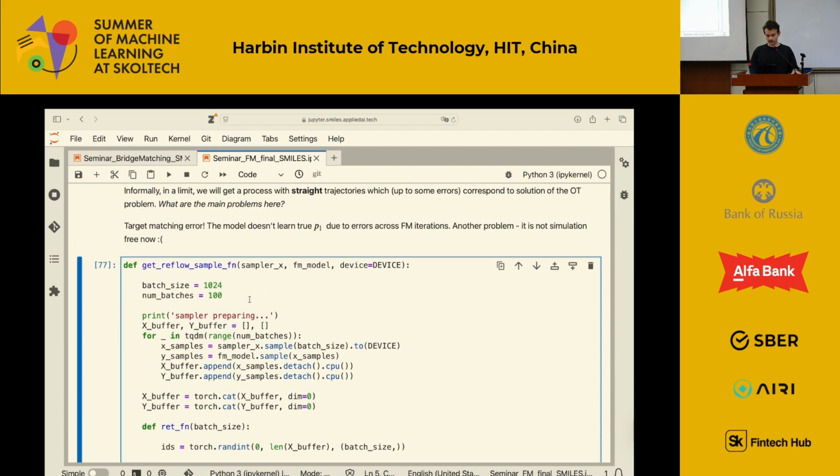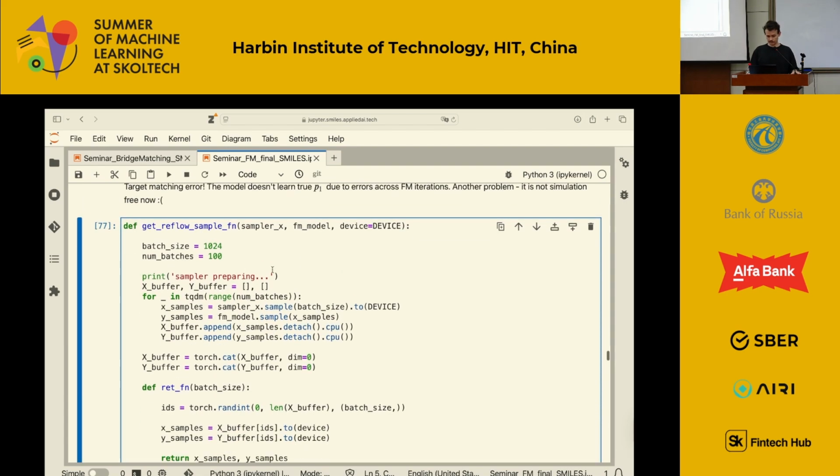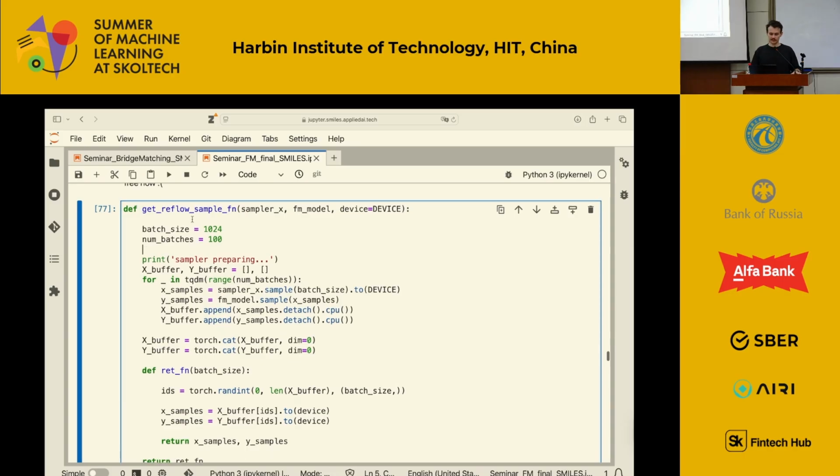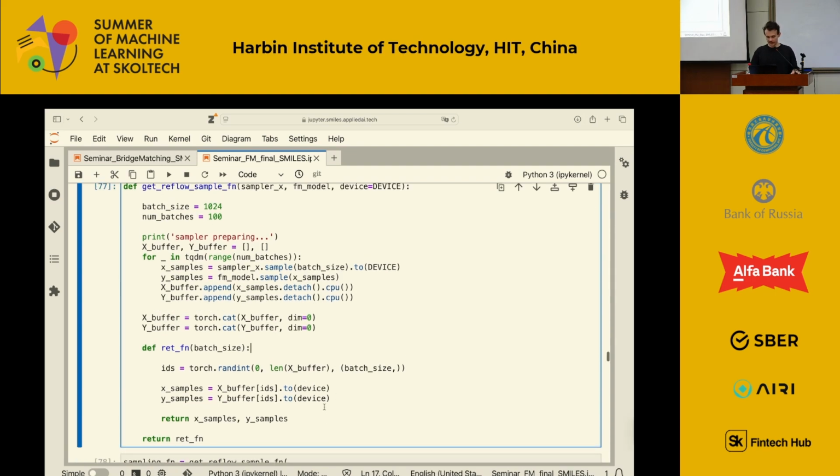So okay, let's implement it. And this is actually a big problem in practice, because if you train big models on an industrial scale, then the inference of your models is very costly, and it takes a lot of compute. So let's construct a new data set for us.